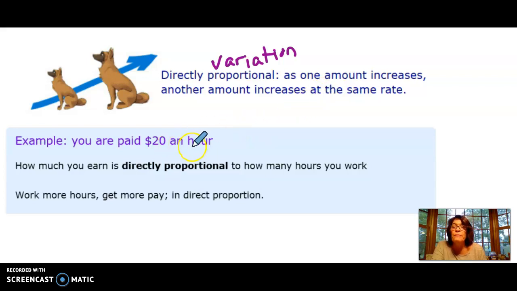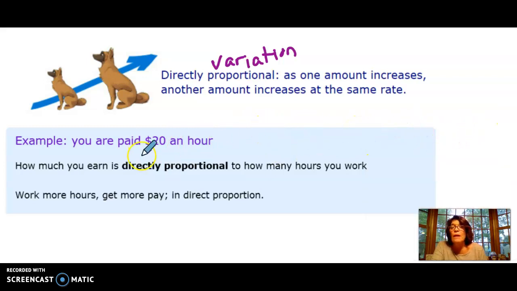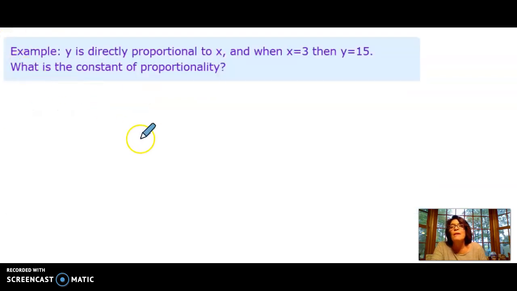For example, if you're paid 20 bucks an hour, how much you earn is directly proportional to how many hours you work. You work more hours, you get more pay. That's a direct proportion.